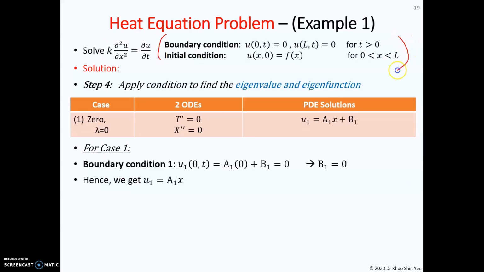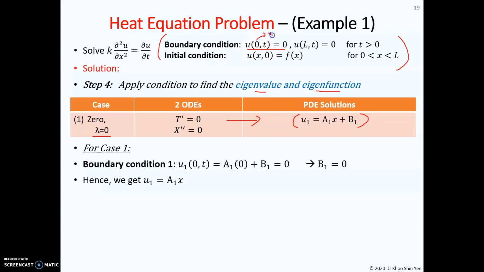These are the given boundary condition and initial condition for the PDE. Let's apply this condition to find the eigenvalue and eigenfunction for each case. In the first case, where we let the lambda equal to 0, you obtain the PDE solution in this format. Let us apply this boundary condition.